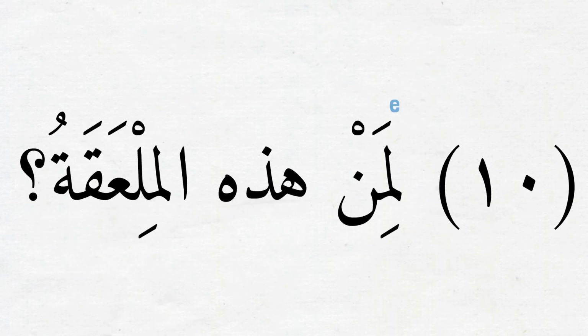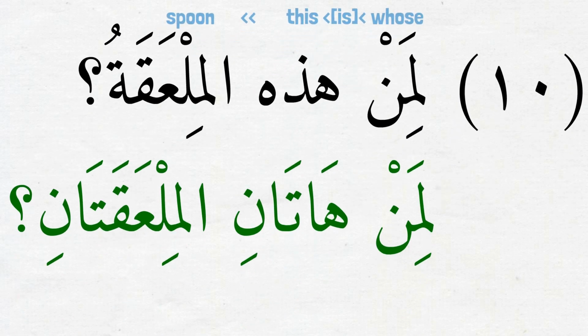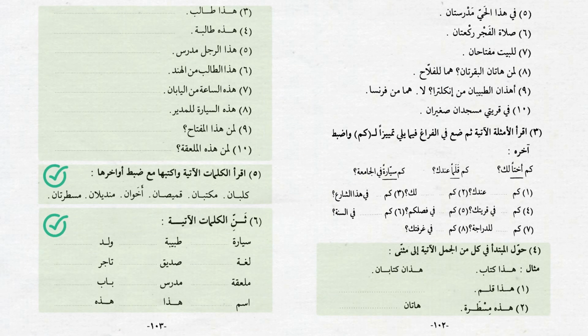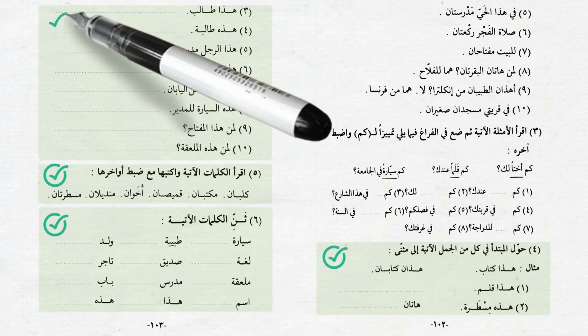And the last sentence is لمن هذه الملعقة? Whose is this spoon? لمن هذه الملعقة? How do we say whose are these two spoons? It should be لمن هاتان الملعقتان. لمن هاتان الملعقتان. Very good. We are finished with this exercise as well.